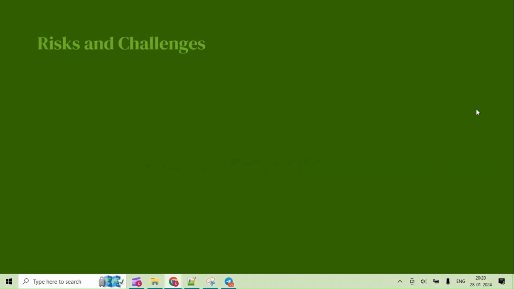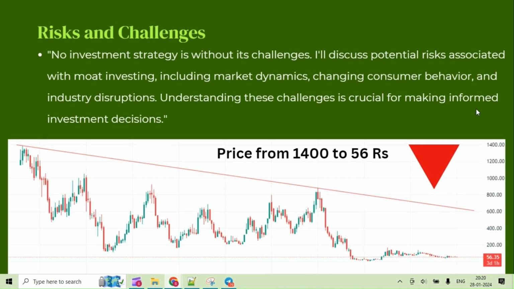We have some risks and challenges, right? No investment strategy is without its challenges. If you see this screenshot, the price came from 1400 to 56 rupees. So this is the stock market. If you're not finding the correct stock and the correct business, then definitely our portfolio will be in red, and you will be losing huge money.